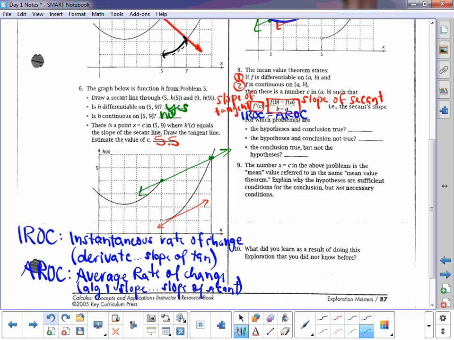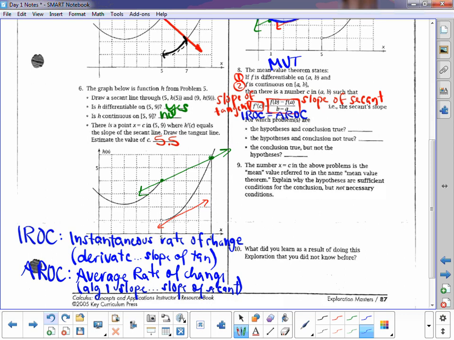So the mean value theorem is what we call an existence theorem, meaning that if it meets those conditions, there exists some number in that interval that has that property where the instantaneous equals your average.